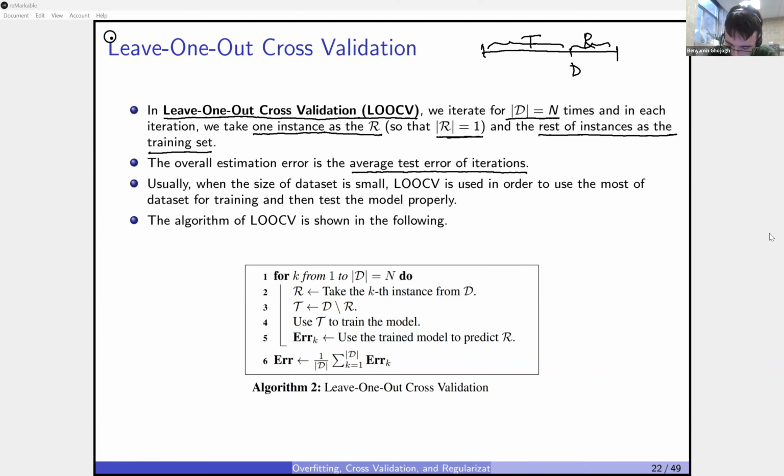Usually, when the size of the dataset is small, we use most of the dataset for training and test the model properly. Okay. The algorithm is this. We have a for loop over n, the size of the dataset, and we take one of the instances as a test and the rest as a train. Use the training set to train the model, and then feed the test data point to the trained model. You get the error, and at the end you return the average test error.